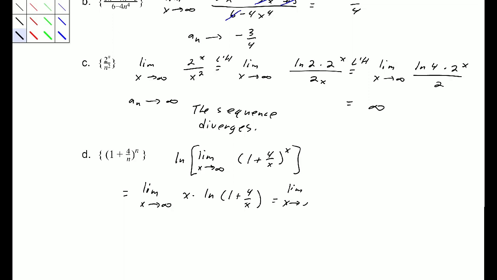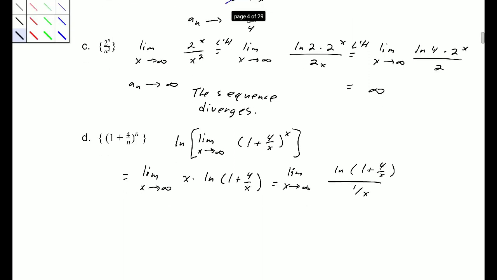X goes to infinity. Okay, let's rewrite this as this quotient: natural log of 1 plus 4 over x, over 1 over x. Now we are in the form 0 over 0, an indeterminate form, so we can apply L'Hopital's rule. Take the derivative of the denominator and the numerator.